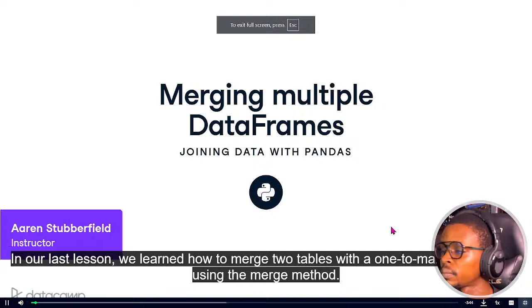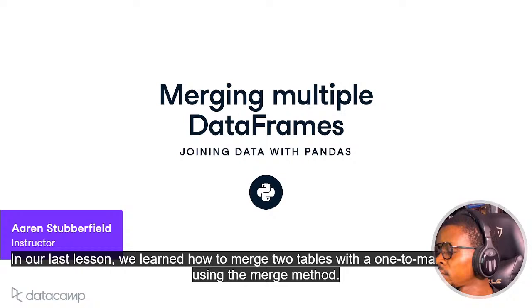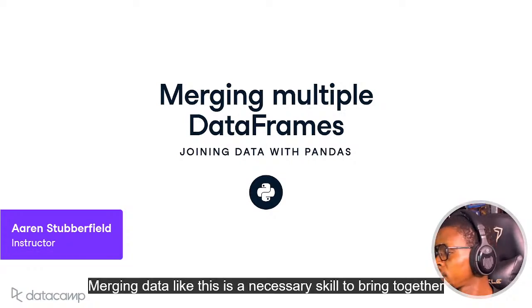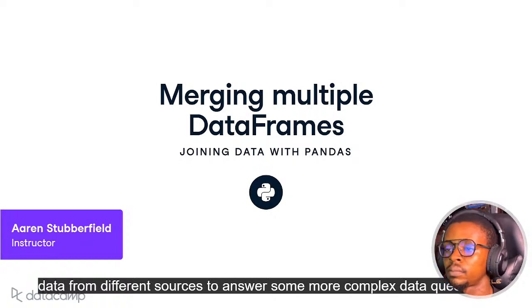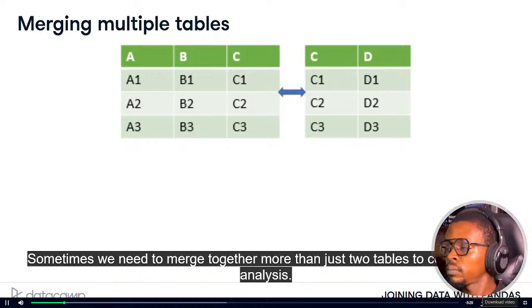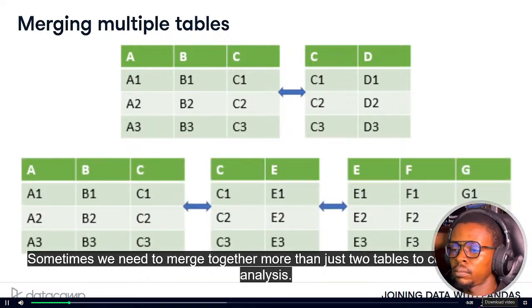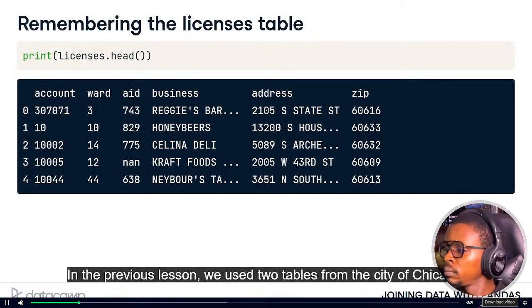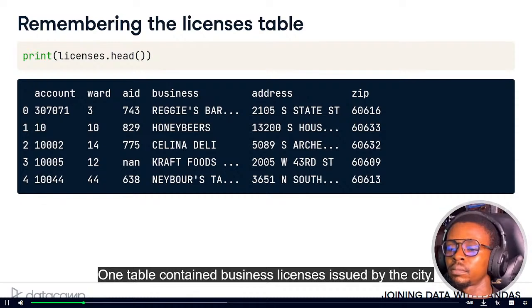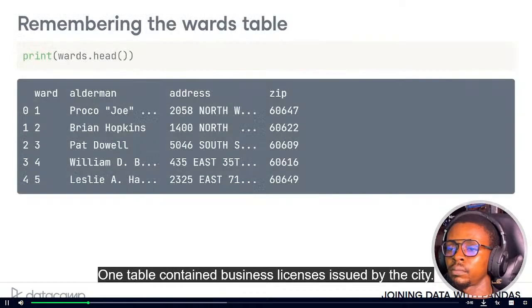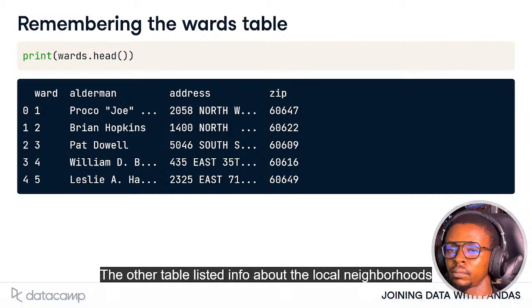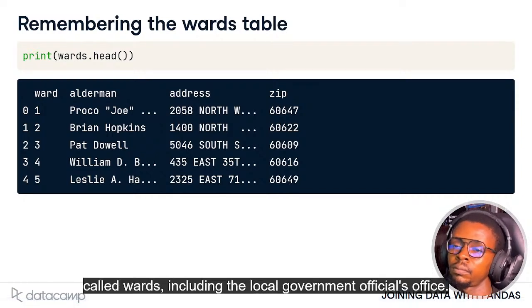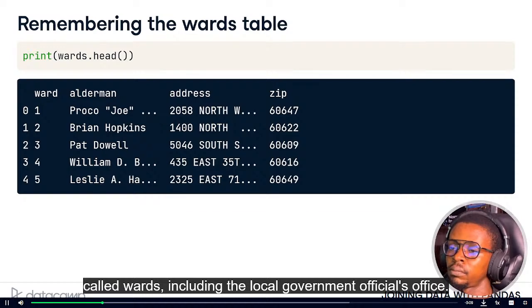Welcome back. In our last lesson, we learned how to merge two tables with a one-to-many relationship using the merge method. Merging data like this is a necessary skill to bring together data from different sources to answer some complex questions. Sometimes we need to merge together more than just two tables to complete our analysis. In the previous lesson, we used two tables from the city of Chicago. One table contained business licenses issued by the city. The other table listed info about the local neighborhoods called wards, including the local government official's office.